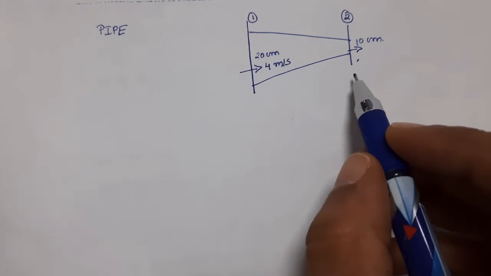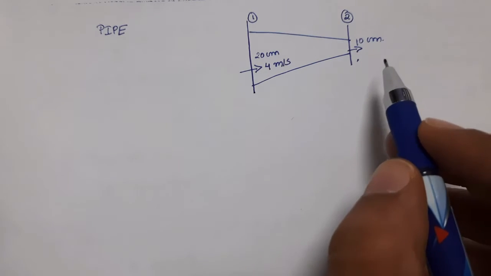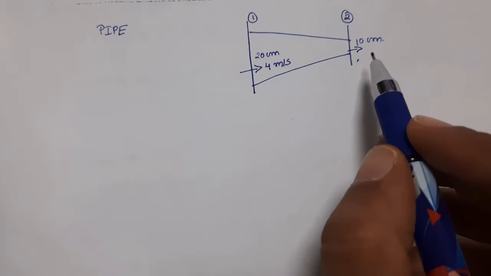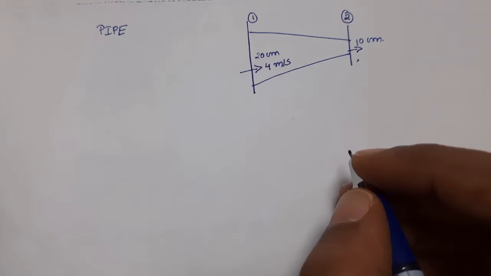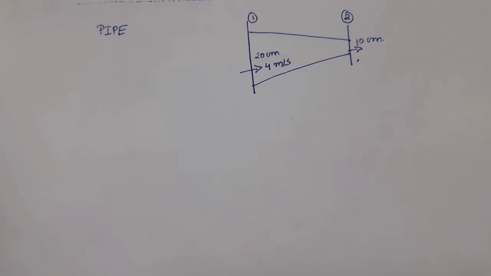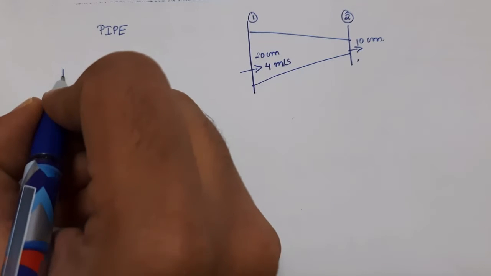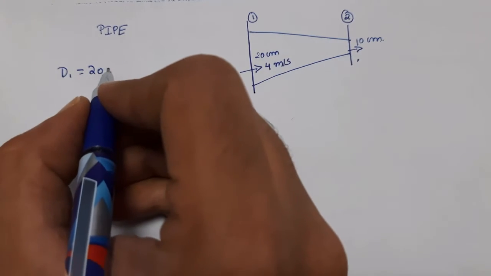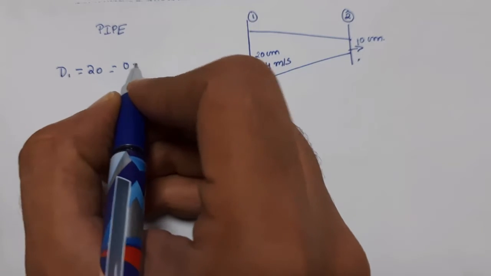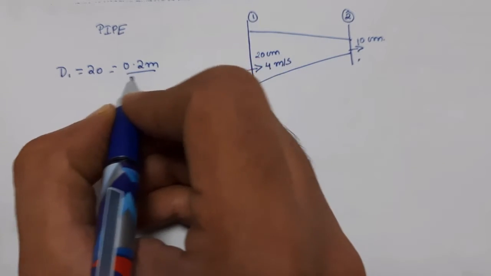To find out the rate of discharge, we are going to use continuity equation, and to find out velocity at this, again we are going to use continuity equation. Okay, now let us write down, that is d1 is nothing but 20 centimeter. Convert this into meters, it will be 0.2 meters.